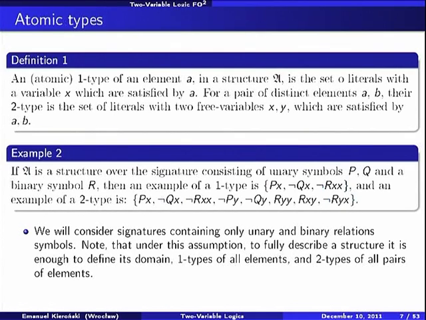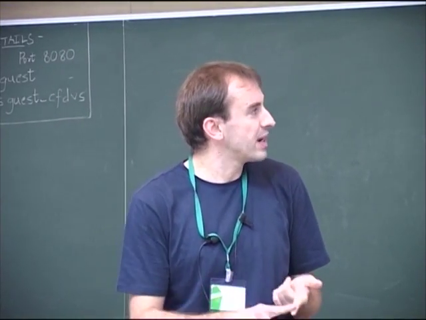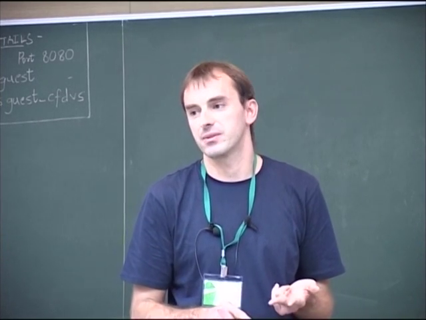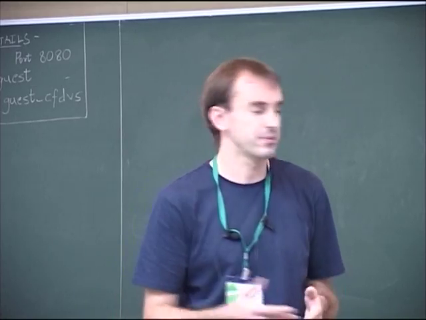So, note that under this assumption, to completely specify a structure, it is enough to specify its domain, the list of one types of elements, and the list of two types of elements. If there are no relations of greater arity, that is enough. We know the structure.